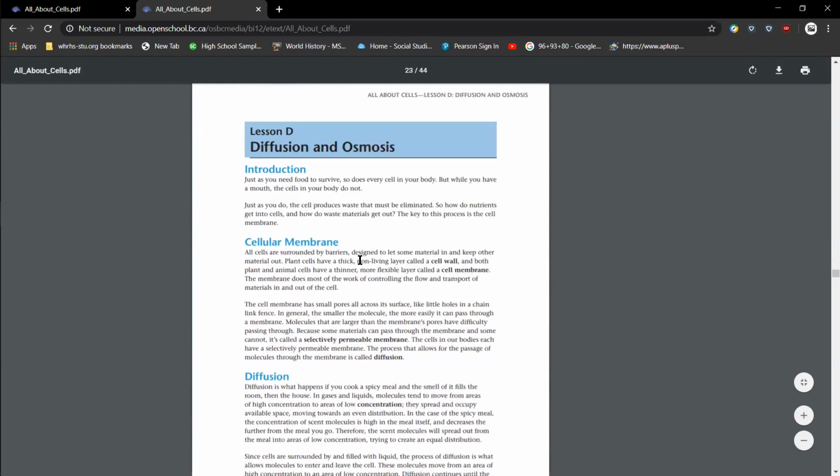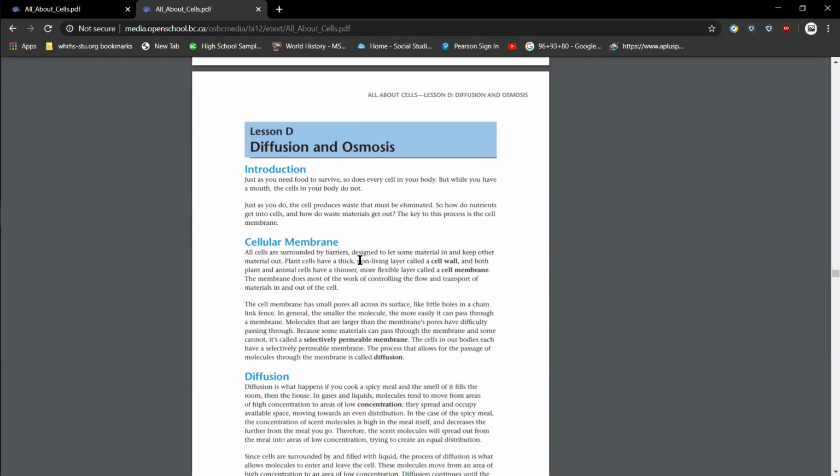Okay, so the next thing that we're going to talk about is diffusion and osmosis. So diffusion and osmosis are really, really important. It's the way that materials can move in and out of your cell. So remember that cell membrane, the plants have a thick wall around their cell called the cell wall. And then both plants and animal cells have that cell membrane. So the membrane, remember I said it was selectively permeable. It allows certain things in and only certain things out. So it controls the flow of molecules in and out of the cell.